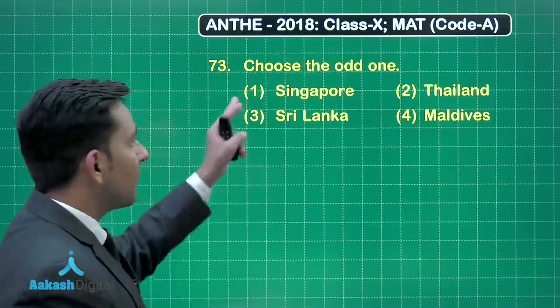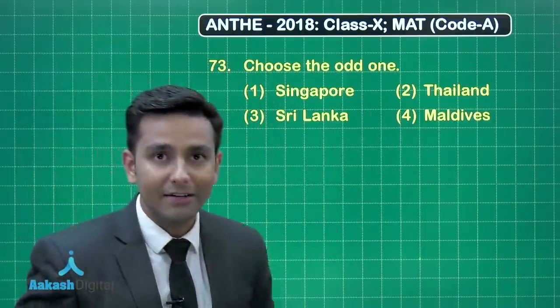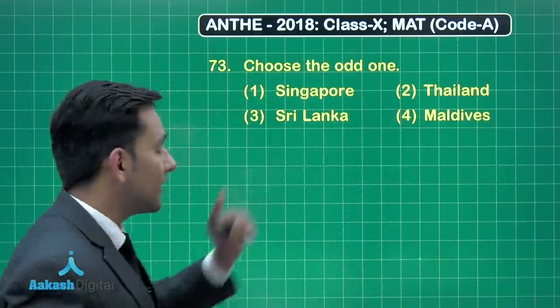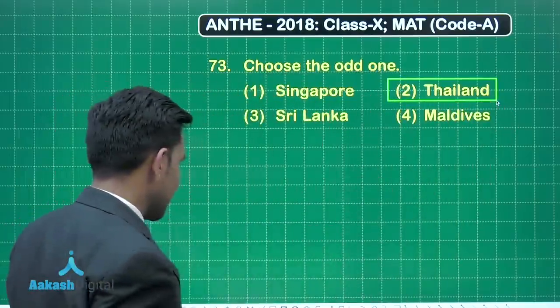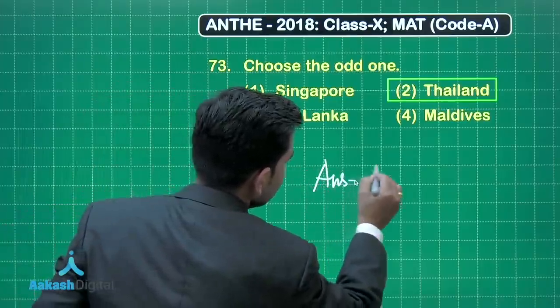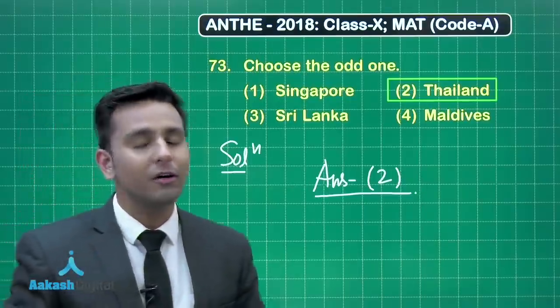You can see that Singapore, Sri Lanka and Maldives are countries which are islands. But you can see that Thailand is not an island. So that's why this one is the odd one out from the given options. So you can say the second option is the correct answer for this question. You can mark the answer for this question as option number 2. I hope you understood this question. Now let's move forward to the next question.